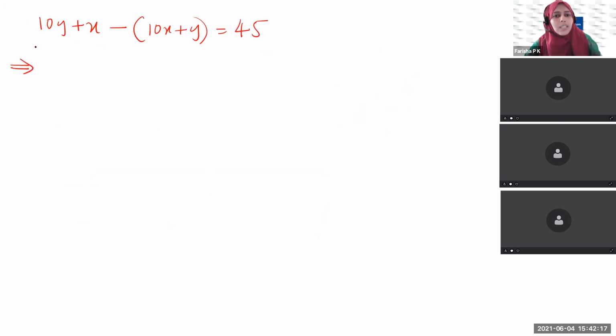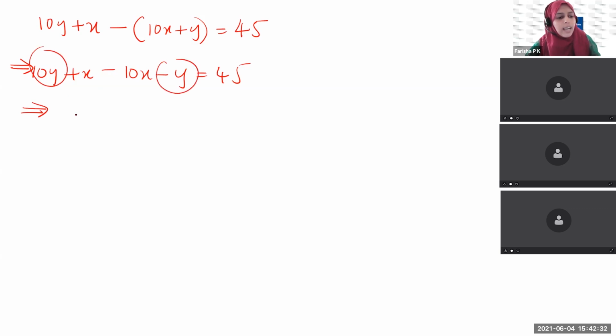Now here, I'll simplify it for you. 10y plus x, when I open the bracket, I'll get minus 10x. Minus into plus, it is minus y, that is equal to 45. Now I'll subtract. 10y minus y, you get the answer as 9y, plus x minus 10x will give you minus 9x, that is equal to 45.